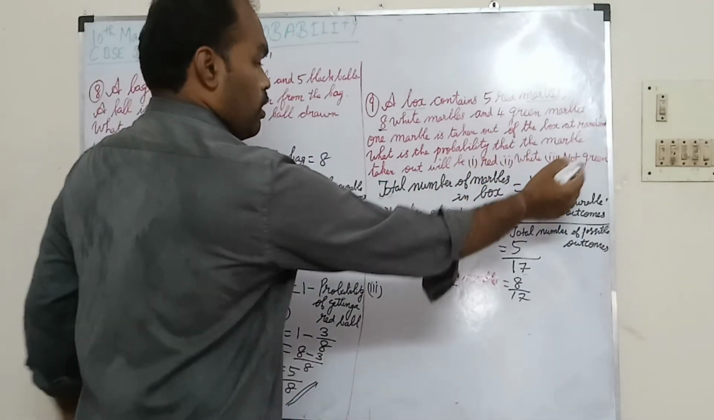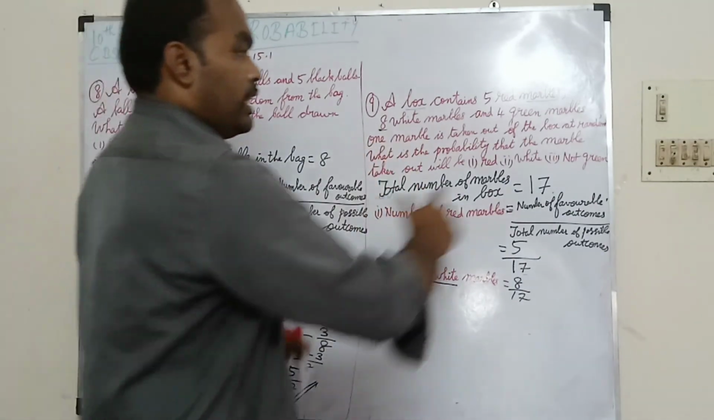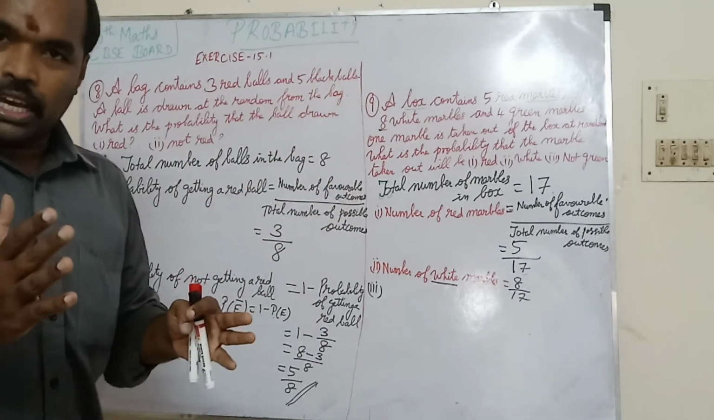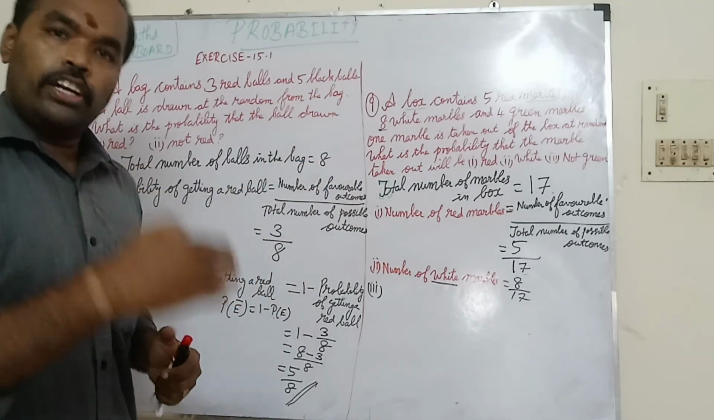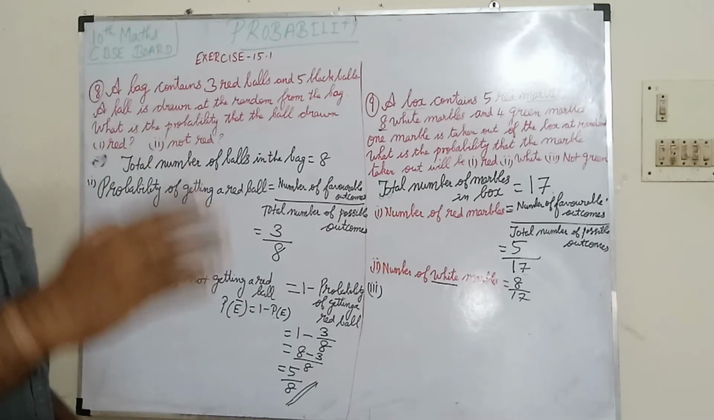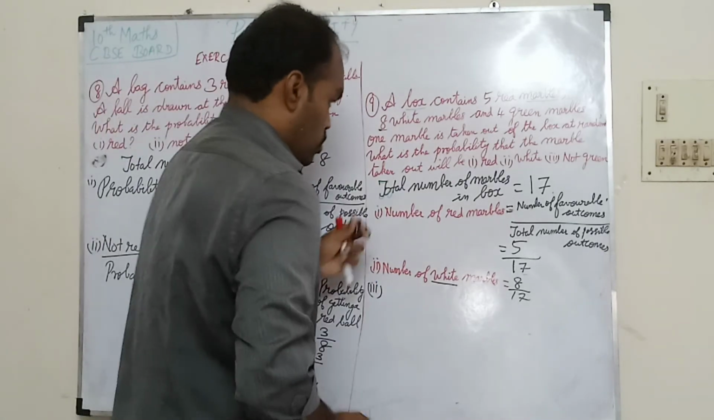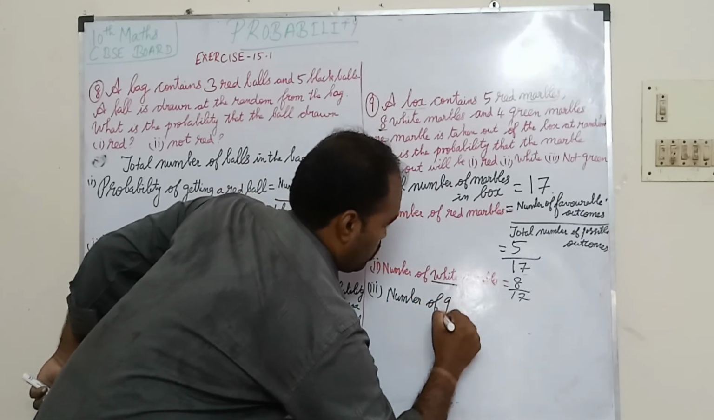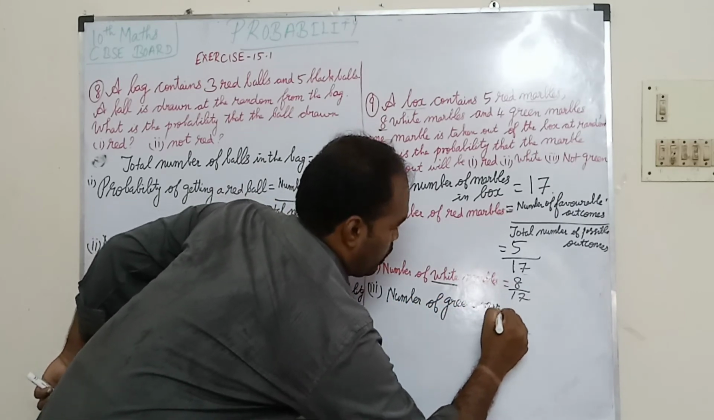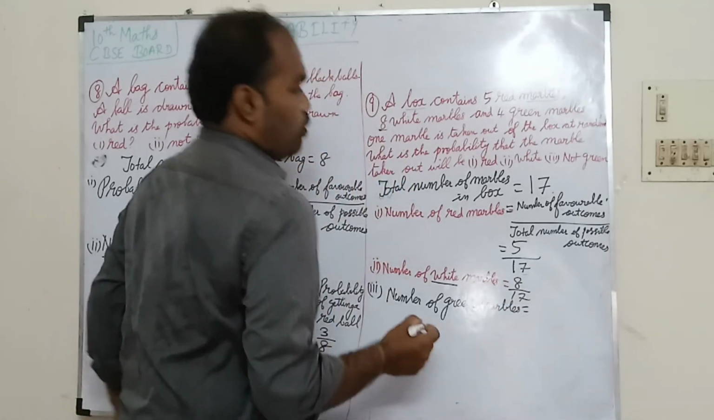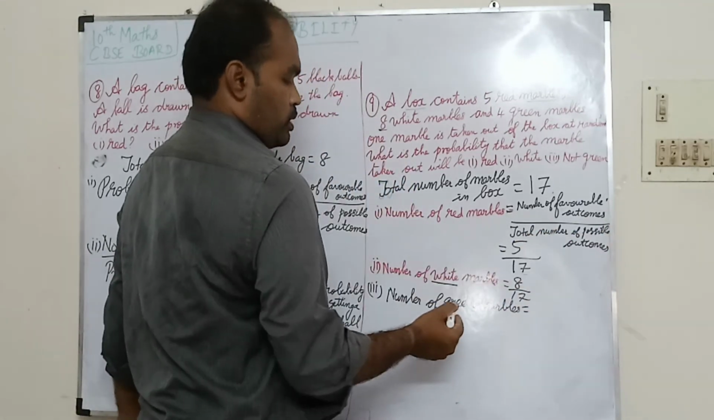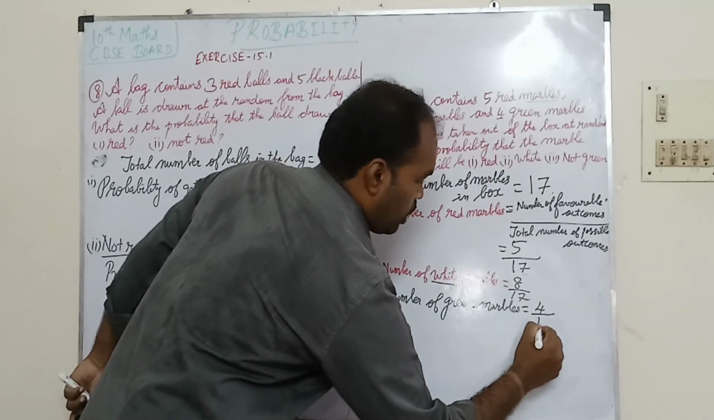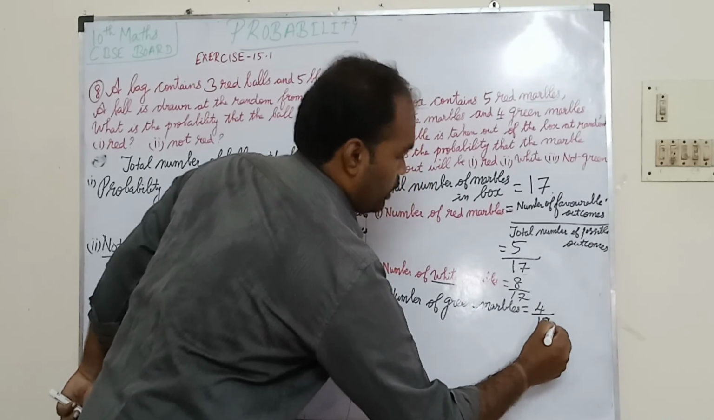The next one is green marbles. They are asking the question as not green. So first, how many green marbles are there? By that, we can find out how many not green are there. So for green marbles, number of favorable outcomes by total number of possible outcomes. Number of favorable outcomes, how much? 4. By total number of possible outcomes, 17.